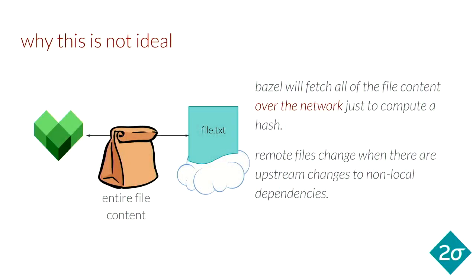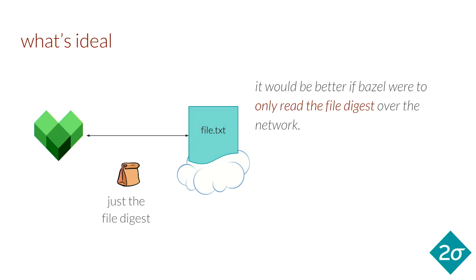Now stepping back, why is it not ideal that Bazel is fetching the entire file content and computing a hash on that? If you look at the diagram above, all Bazel is doing is wanting to identify whether a file has changed, and it's fetching all that content. It'd be nice if it just fetched the digest, which would just be a hash of the file, rather than get everything in the file.